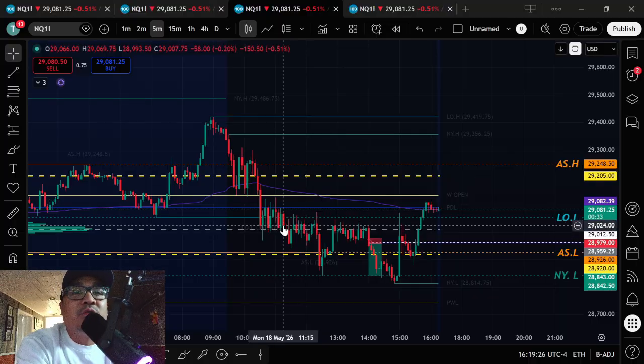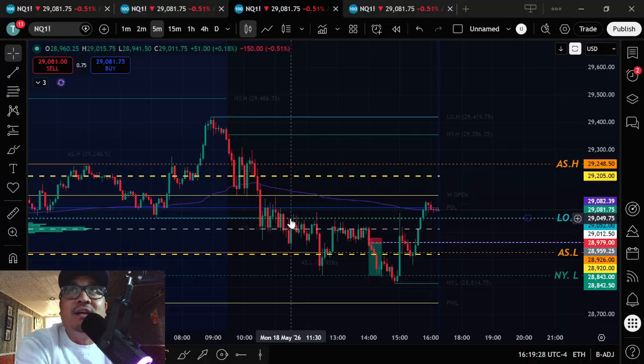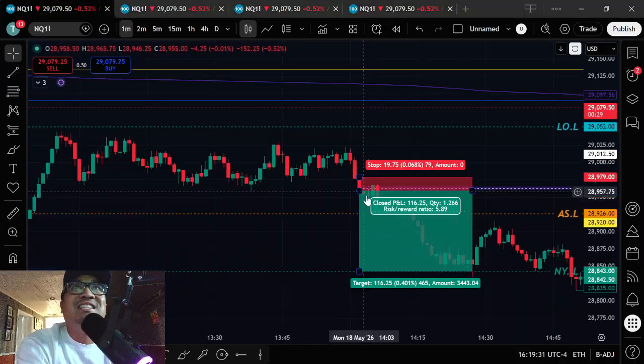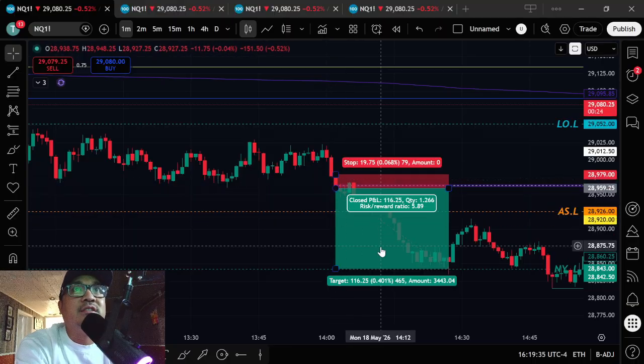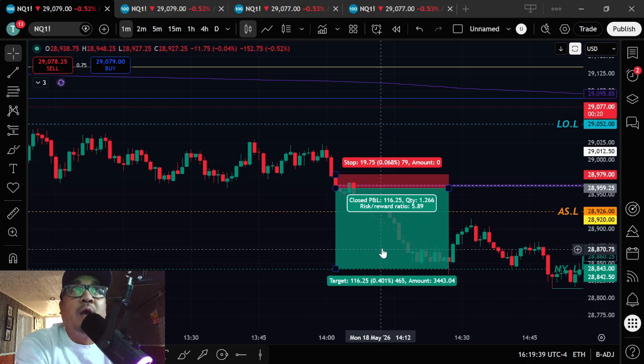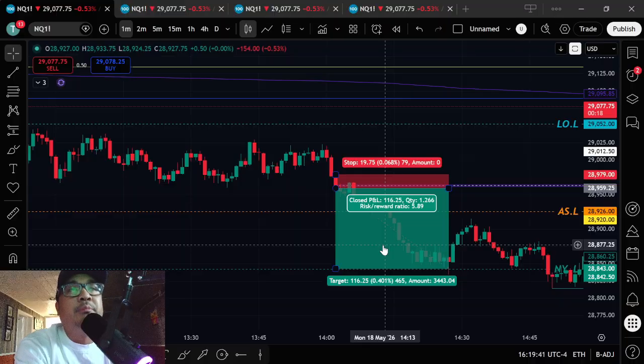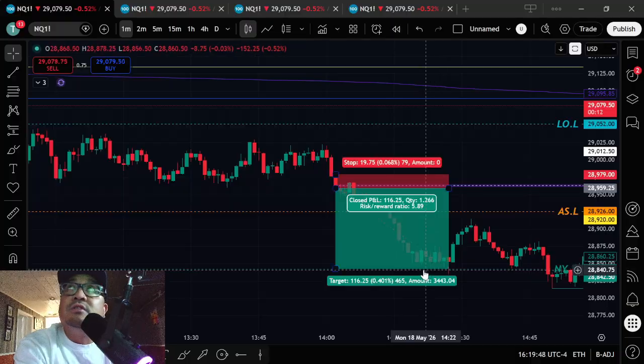But this one candle right here that I'm about to show you caught us a 116-point move today, right? Look at that 116-point move to NY low. And all I did was use my whale pivot model. Yes, the whale pivot model that all of you guys understand and know. I'm going to break it down right now.